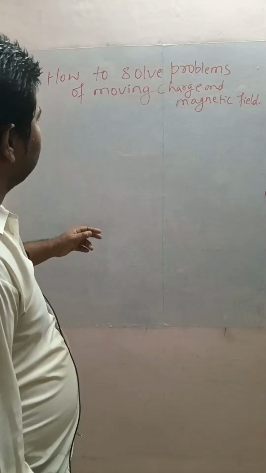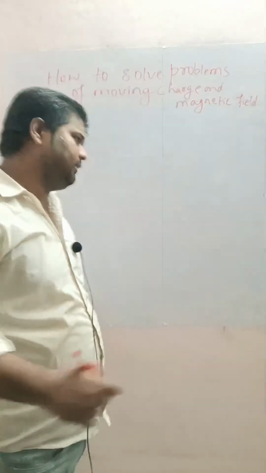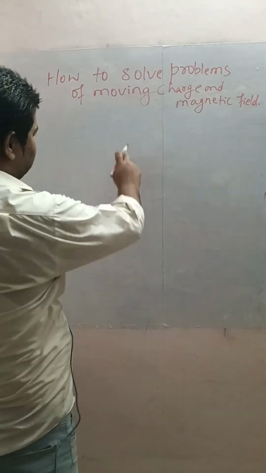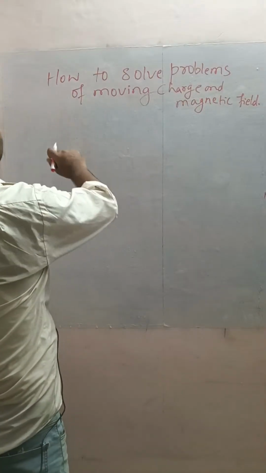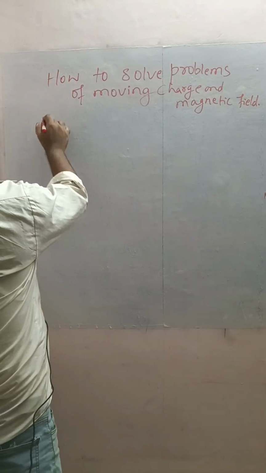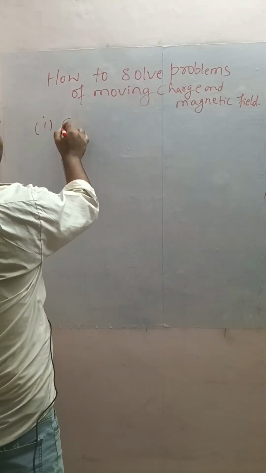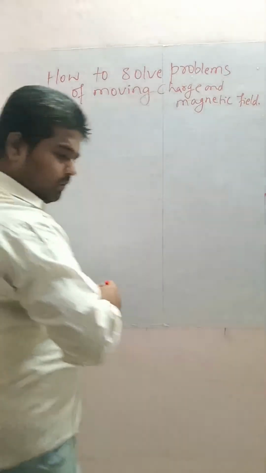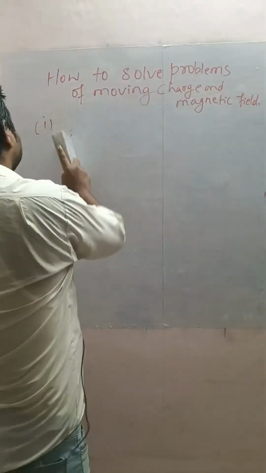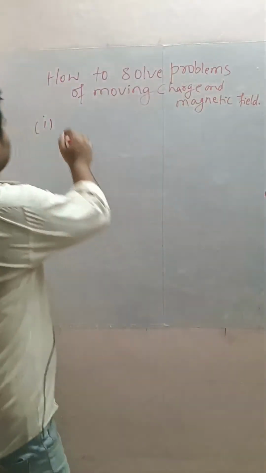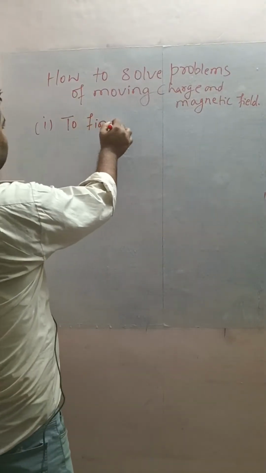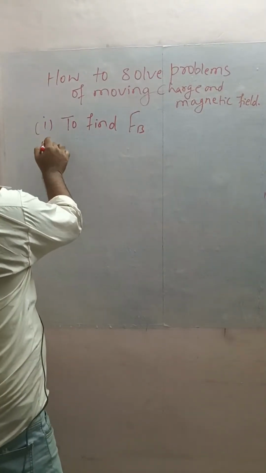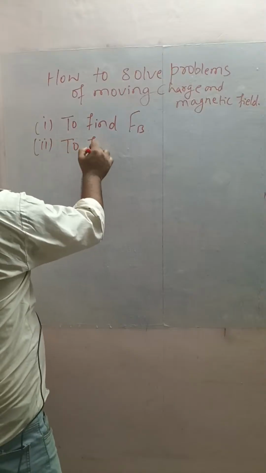Key points to solve problems of moving charge and magnetic field. Mainly two types of problems: to find magnetic force and to find the magnetic field.